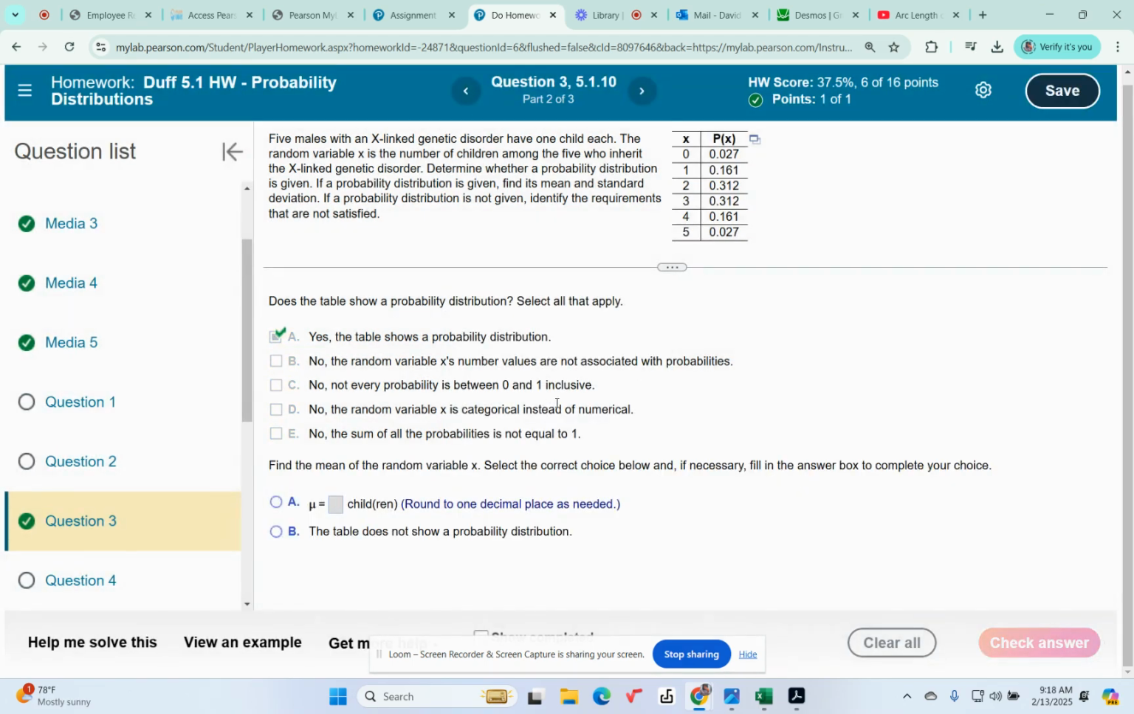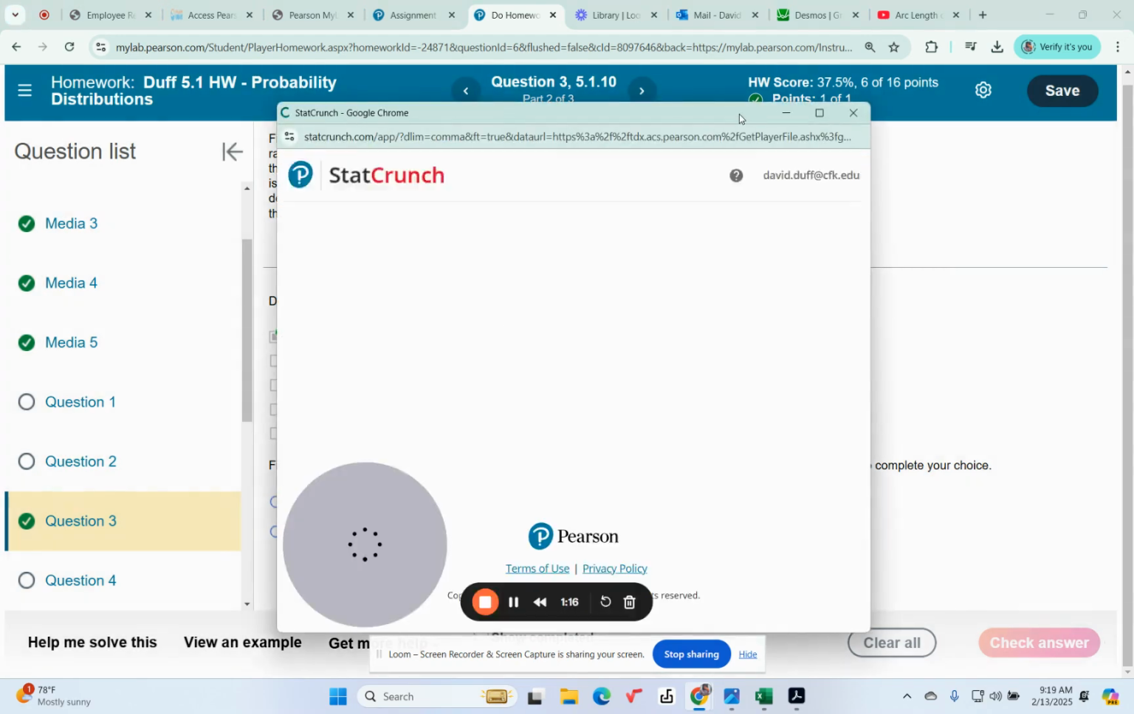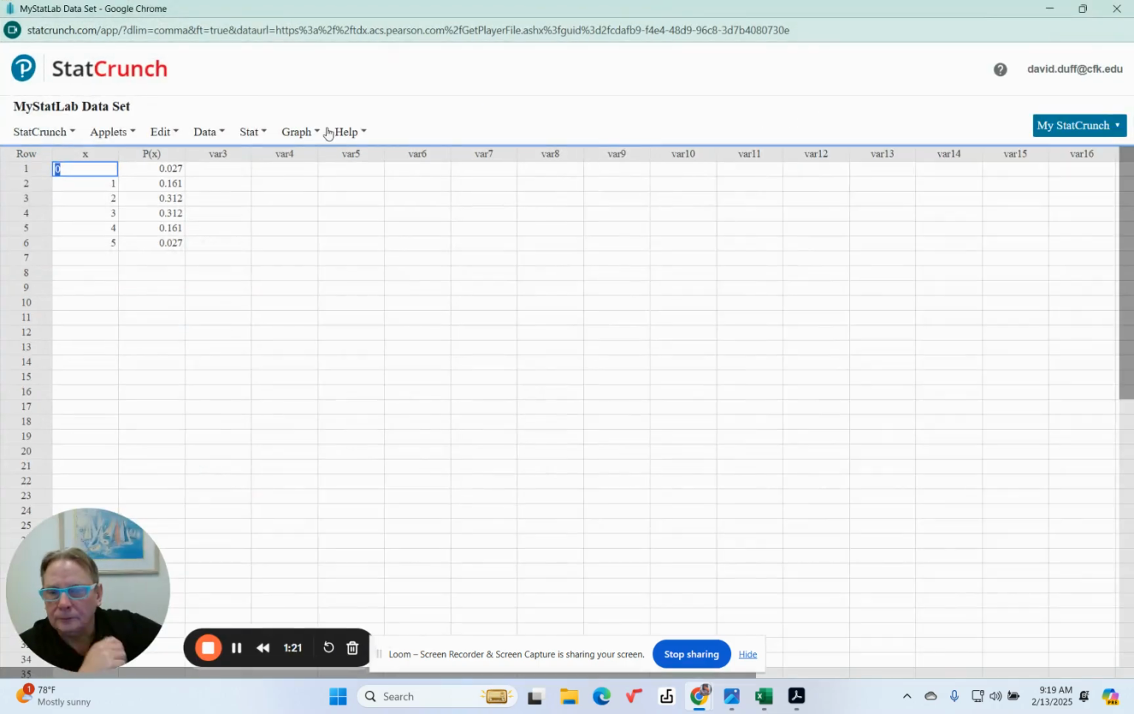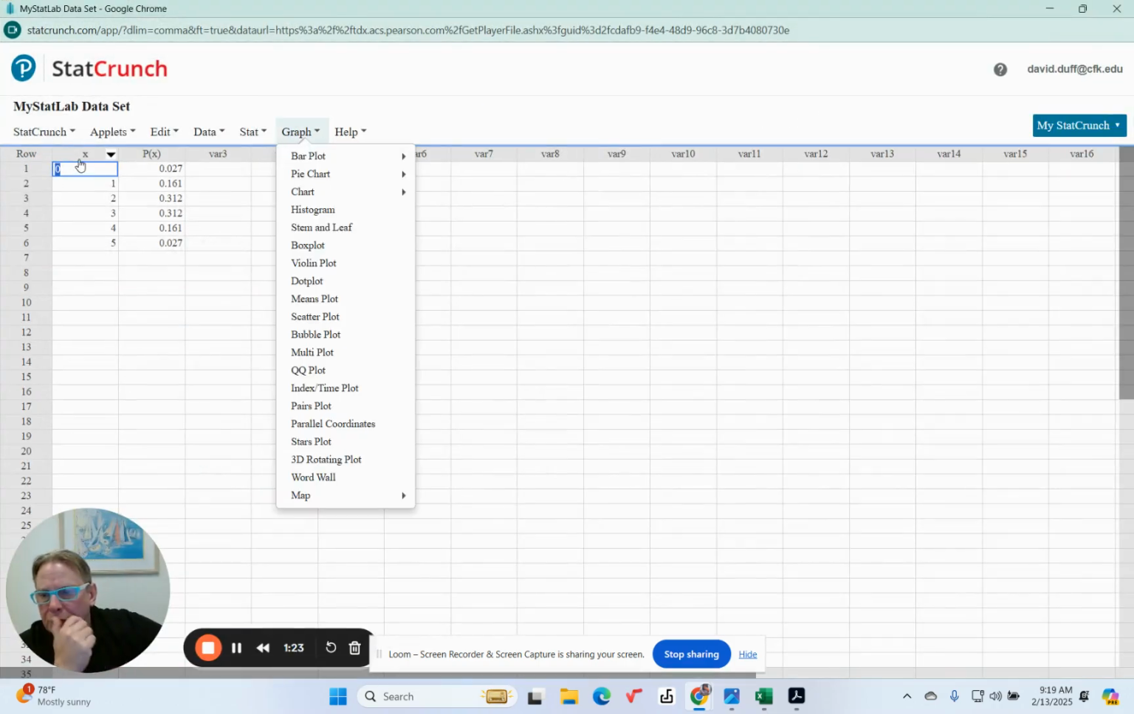Now we're asked to find the mean of the random variable X. We'll go ahead and use StatCrunch for this. So what we'll do is click to copy the table and open it in StatCrunch. So here we have our data. These are our random variable values, and then these are our probabilities.